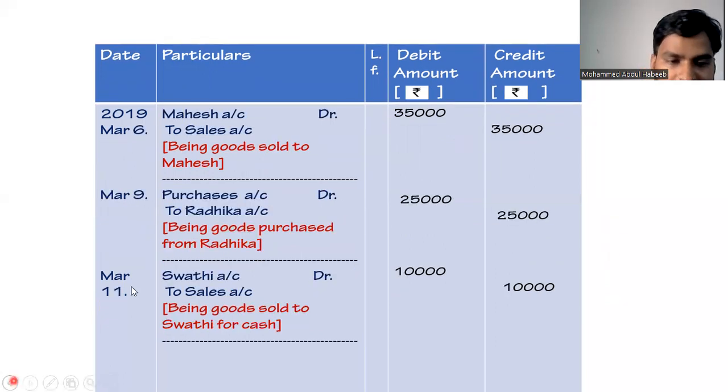So here in this transaction of March 11, instead of Swati account debit to sales, we have to write it as cash account debit to sales. So here instead of writing it as Swati account debit to sales, we need to write it as cash account debit to sales.